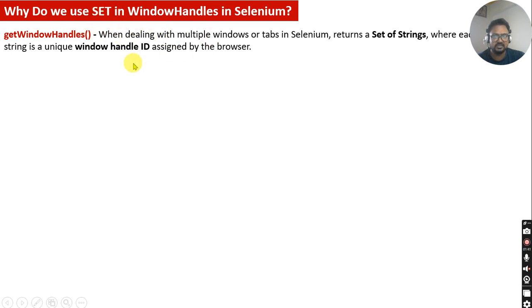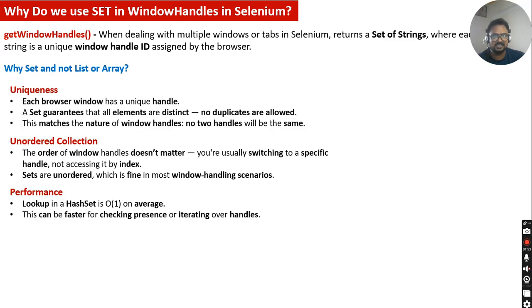Let's understand why we use a set instead of a list or array when working with window handles. There are three main things: uniqueness, unordered collections, and performance. Uniqueness: as I told you, it is a set of strings where each string is a unique window handle ID. Each browser window has a unique handle, and a set is guaranteed not to allow you to store duplicate values, which is why it is the preferred collection in this scenario.